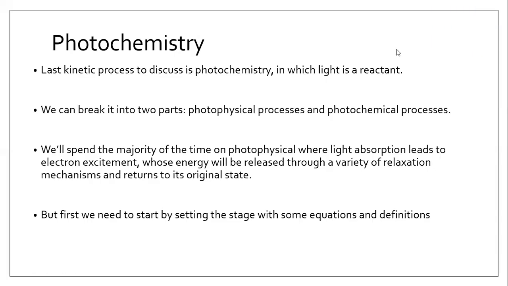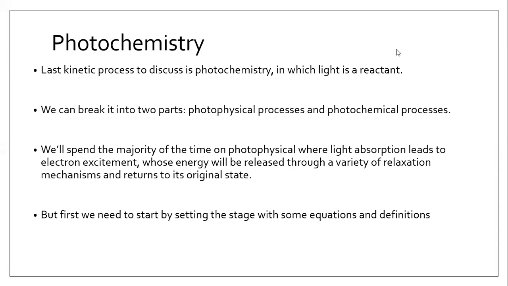Okay, for this last video, we look at kinetics of photochemical processes. So, essentially, how does light factor in as a reactant? We can break our photochemical processes into two parts, a photophysical process and a photochemical process, just like we did with heterogeneous catalysts. We talked about physisorption and chemisorption. So we'll spend the majority of the time on photophysical, where light is absorbed.